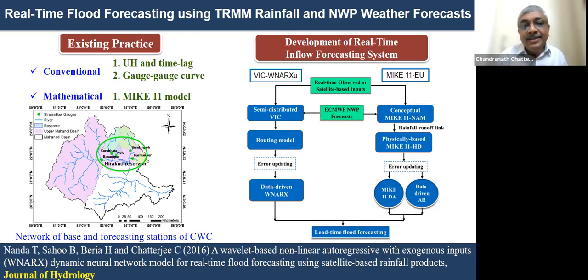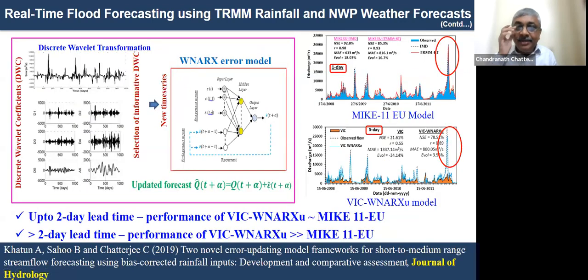Now, with 1 day lead time, it is very difficult to manage that reservoir. So what you need is an accurate forecast at higher lead times. So we tried to exactly address this issue through the use of 2 models. And both the models used some error updating schemes using AI/ML tools. And when we used these tools, we saw that we could drastically improve the accuracy of the forecast.